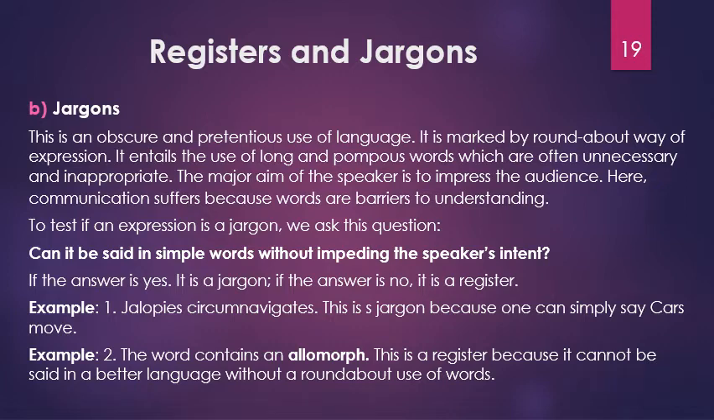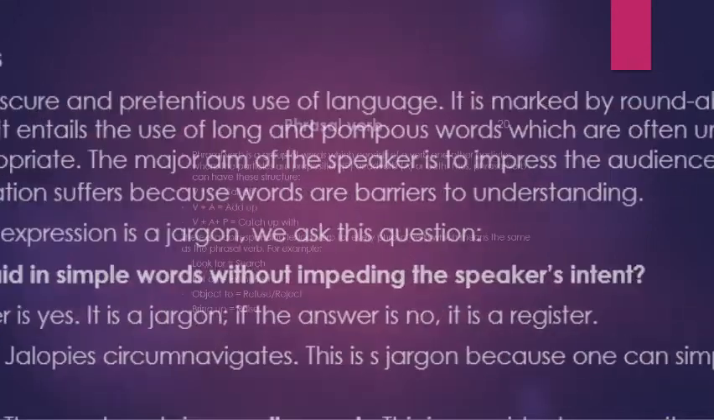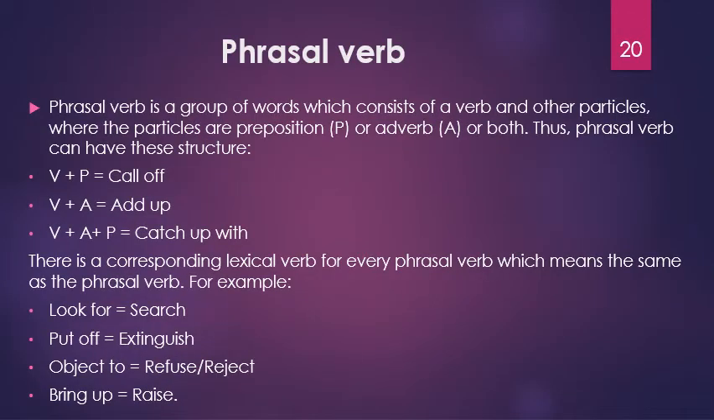The next example is: the word contains an allomorph. This is a register because it cannot be said in better language without a roundabout use of words. Allomorph is a particular expression that belongs to a profession, that is linguistics. If anybody that belongs to the linguistics register or profession sees allomorph, he will understand what you are trying to say, and there is no better way to say it than this one. So by this we can understand better what we mean by register and jargon.